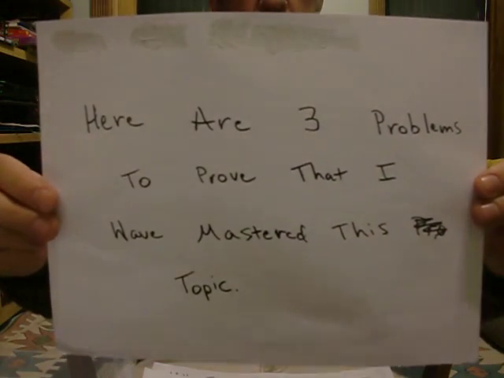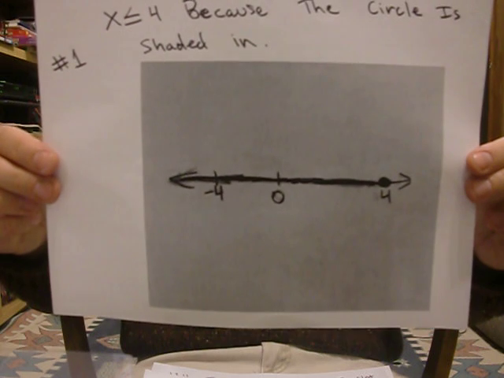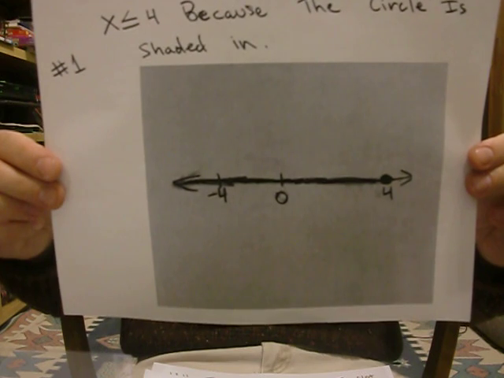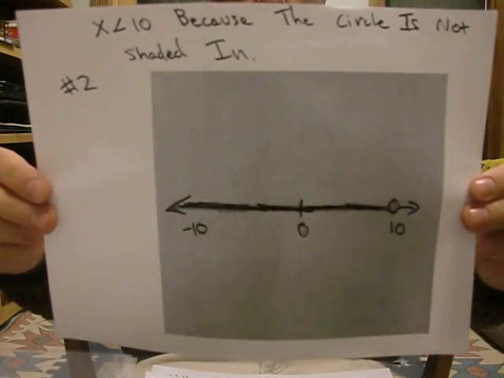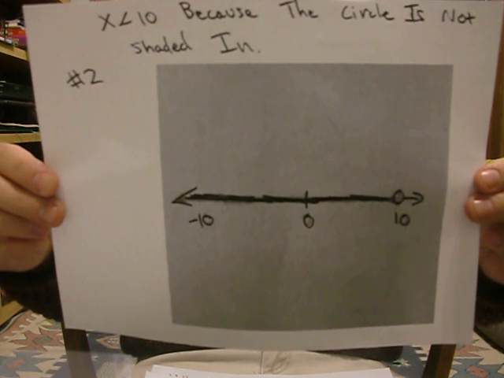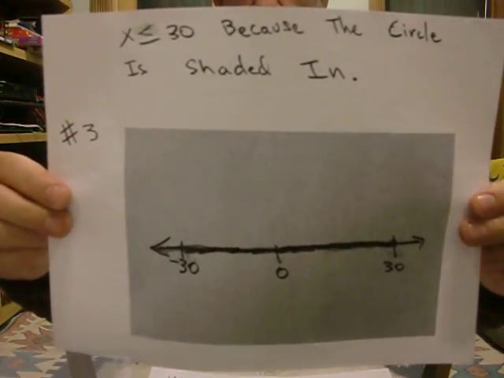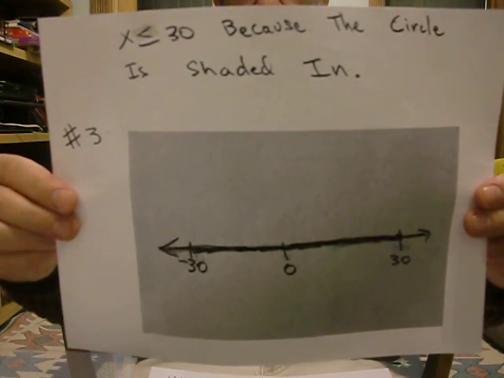Here are 3 problems to prove that I have mastered this topic. X is less than or equal to 4 because the circle is shaded in. X is less than 10 because the circle is not shaded in. X is less than or equal to 30 because the circle is shaded in.